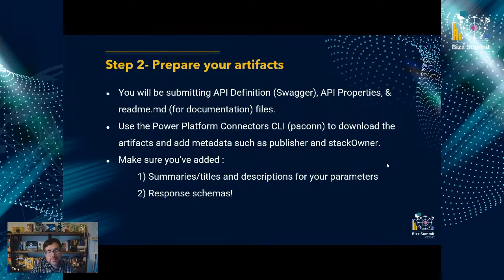You will need to prepare your artifacts. To submit your connector to the repo, there are 3 files that you'll need to submit, plus some screenshots you'll add to the pull request. You will need to use the Power Platform Connector CLI, which not a lot of people know about. You will need to download it, install it, and use it to download from your environment the custom connector you've built.